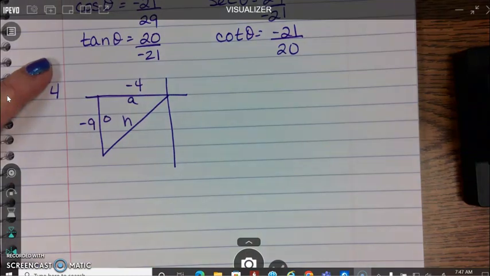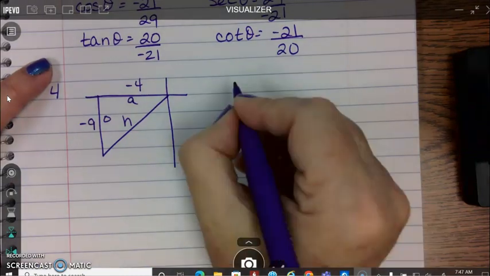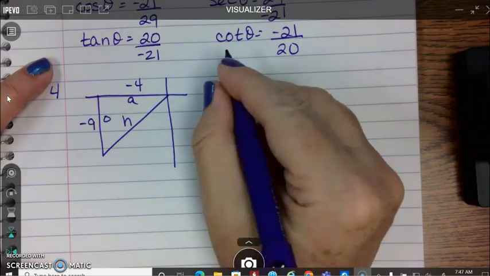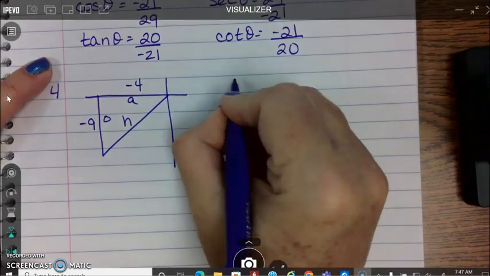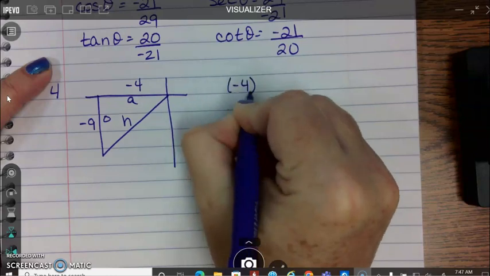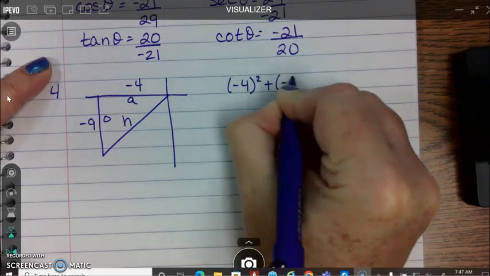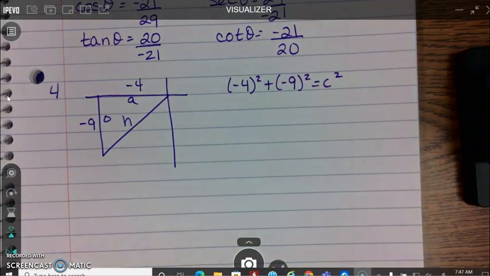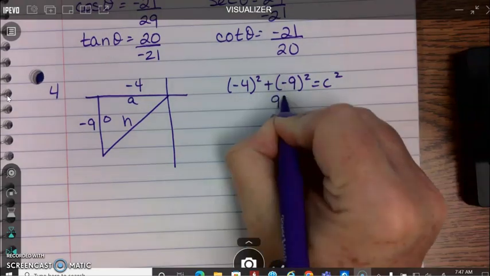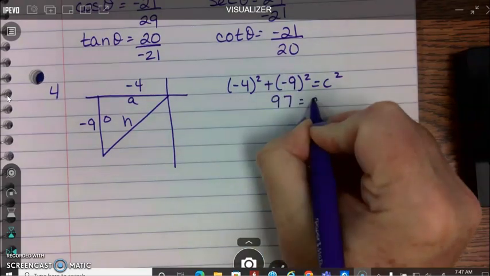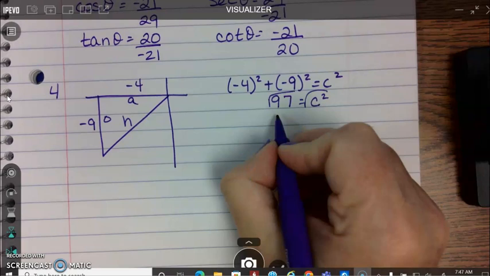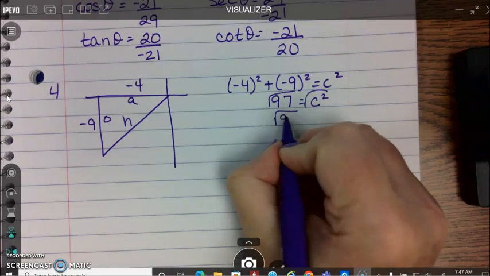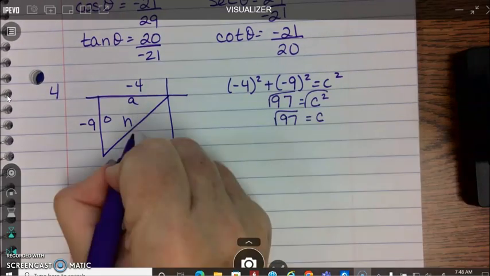Okay. We've got to do the Pythagorean Theorem. So negative 4 squared plus negative 9 squared equals c squared. So I'm just going to put this in my calculator. Plus 9 squared. And I get 97. So we're going to take the square root. And sadly, 97 is a prime. So we're going to get the square root of 97.